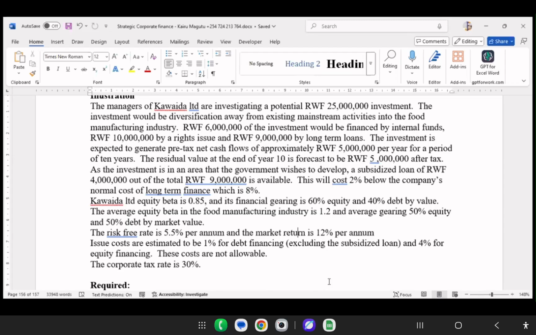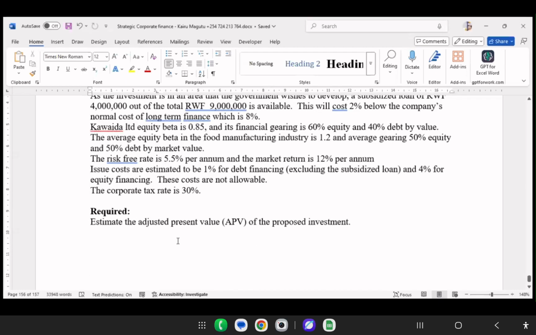We are told that the issue costs are estimated to be 1% for debt financing, excluding the subsidized loan, and 4% for equity financing. These costs are not allowable. Then we are told that the corporate tax rate is 30%. Required: estimate the adjusted present value of the proposed investment.